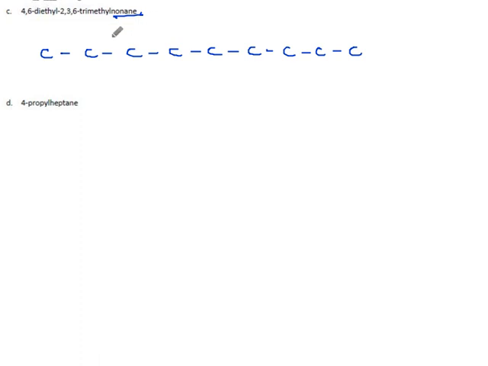The fourth carbon has an ethyl group. The sixth carbon also has an ethyl group. The second carbon has a methyl group. So does the third, and so does the sixth. 1, 2, 3, 4, 5, 6. Okay.